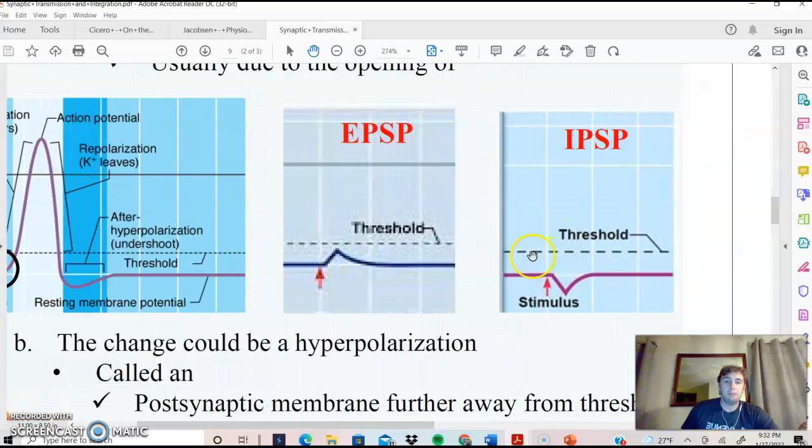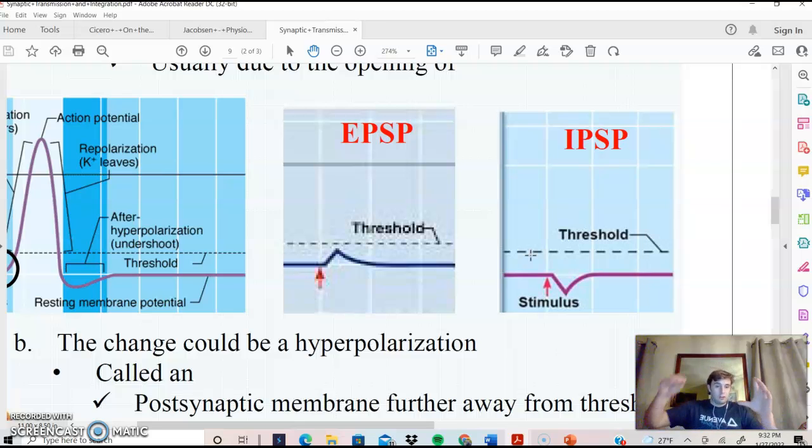EPSPs and IPSPs, as I understand them when I talk to her about it, are called graded potentials. This is a true-false question, it's in the notes, I'll send you a picture. It says graded potentials are almost always caused by opening of chemically gated channels. That statement is probably going to be on the test, almost verbatim. So graded potentials, the EPSPs and IPSPs, are almost always caused by opening of chemically gated channels.